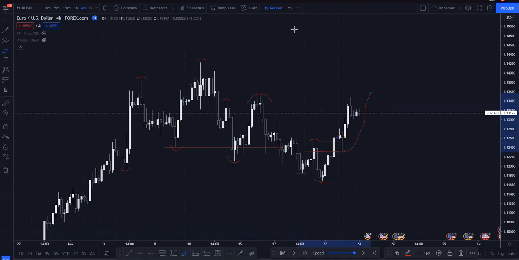So but yeah, that's pretty much it, guys. I hope this makes sense, and I hope you can go out there and look at these patterns and understand these patterns yourself.